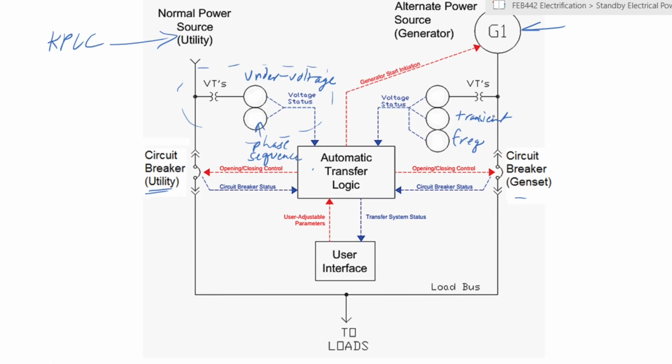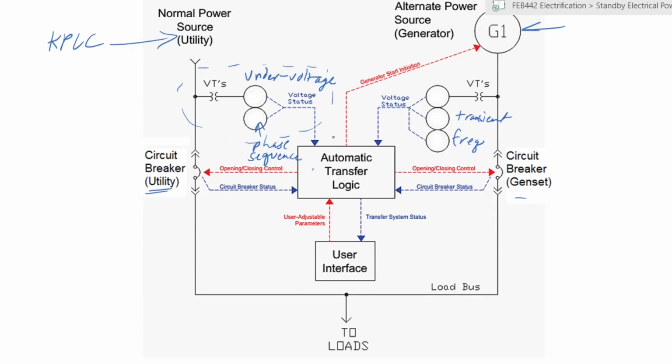In addition to that, we have, of course, the transfer logic itself. This is the computer or the brain of the system, which sends signals and receives signals from the various sensors and switches, and even from the machine itself. So it can send a signal to start the generator, and it can also receive a signal from the generator indicating that it is running, or it is able to supply.